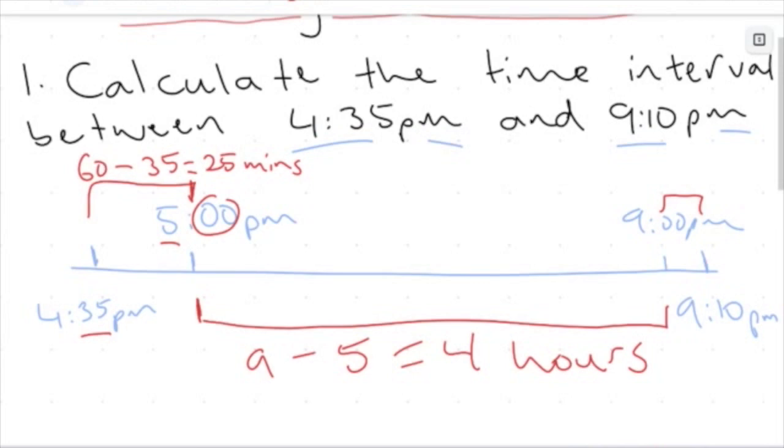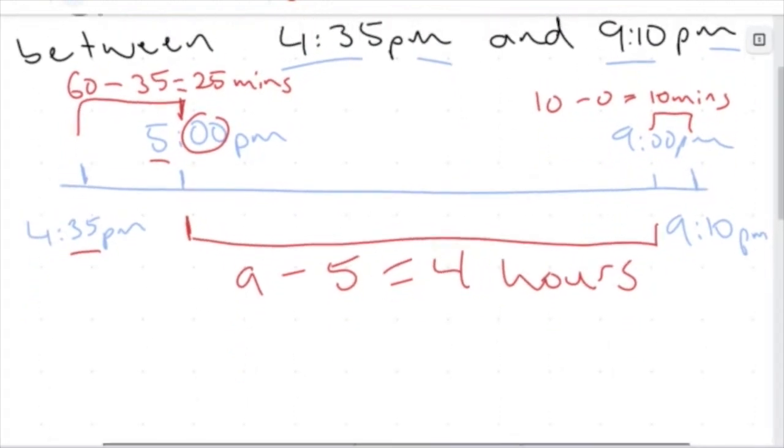And here, this one's a little bit easier. Finding the time between 9:10 and 9 p.m., well, 10 minutes have passed between here. I can also find this by doing 10 minutes minus 0. But I can just read off from here to see, well, just 10 minutes have passed between 9 and 9:10.